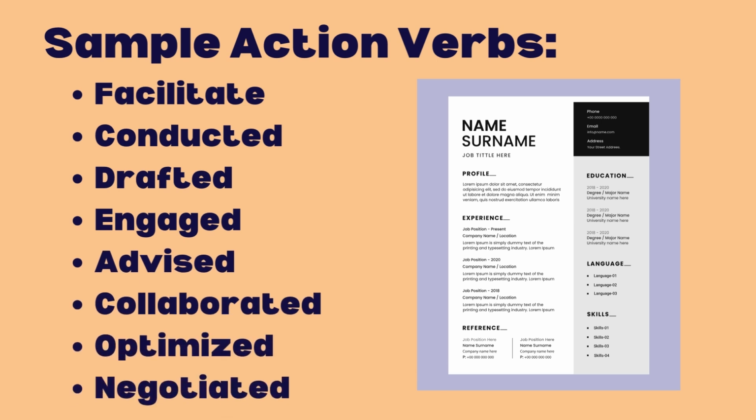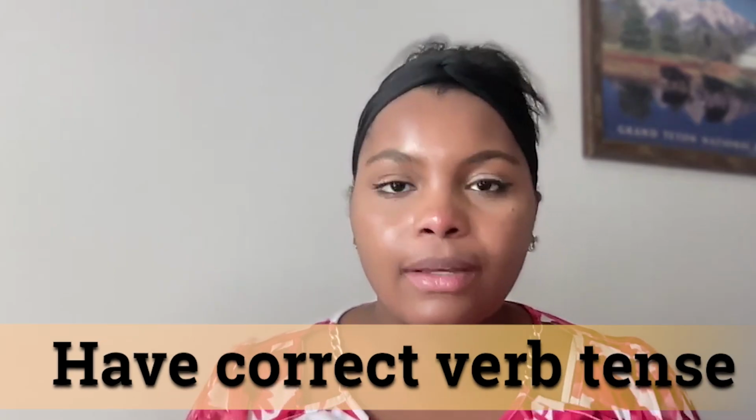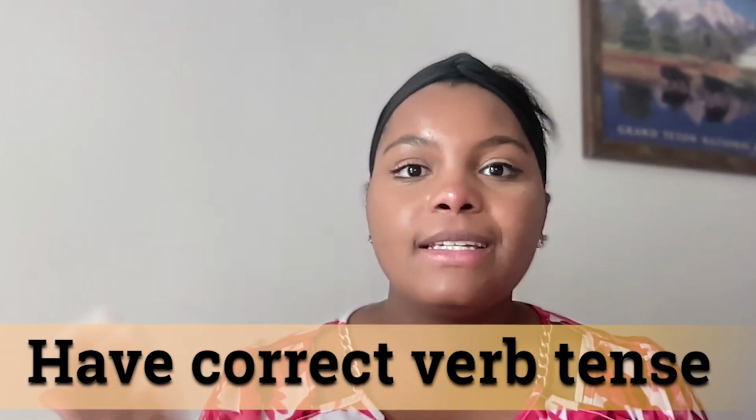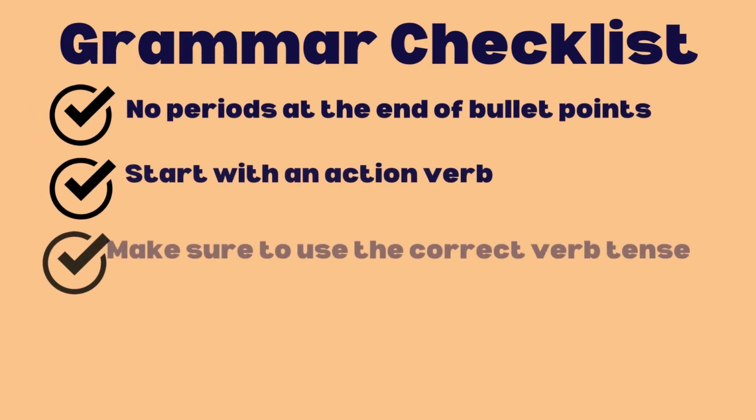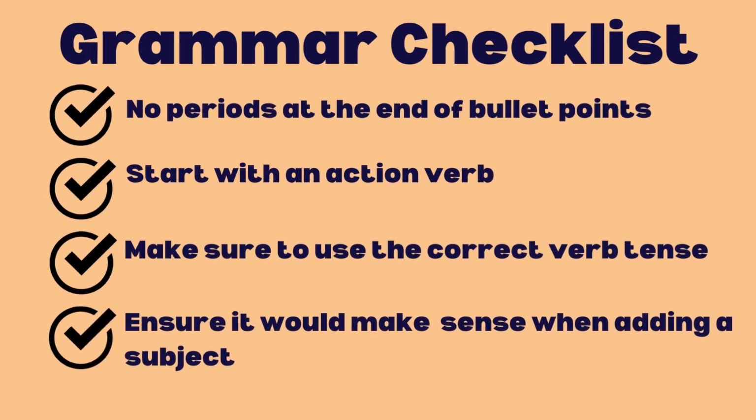Lastly, regarding verbs, make sure you are writing in the correct verb tense. So make sure it's either present or past. If you are in a current job, write in the present tense, and if it's a past job, write in the past tense. That is something that can slip through the cracks so easily, especially if you're mostly writing past experience and then you are in a current job and you just keep writing in past tense. So just remember to watch out for the verb tenses there.